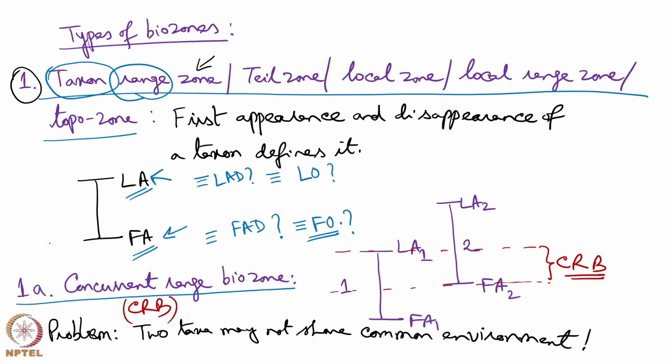Suppose, just to give some number arbitrarily, 40 million year back the organism first appeared and 25 million year back it got vanished. So, 40 million year to 25 million year is the time range where the taxon range zone has been defined. Naturally, if this range is too huge, then it is not a good biozone indicator.